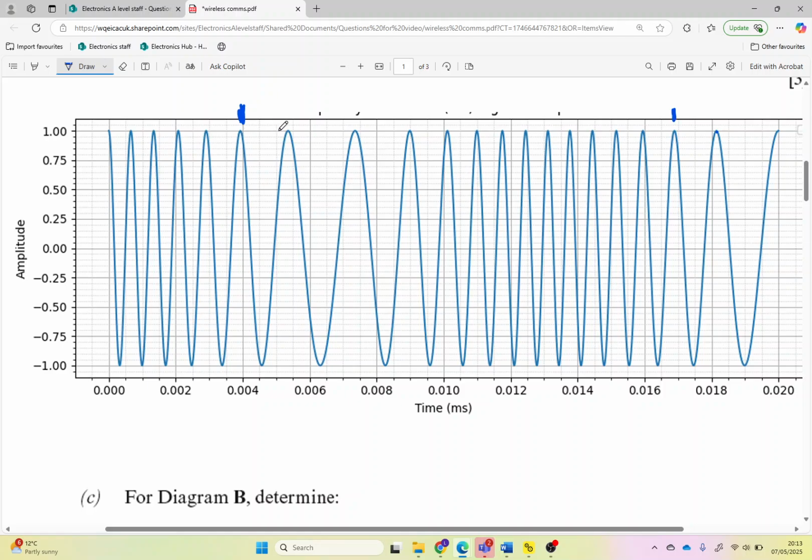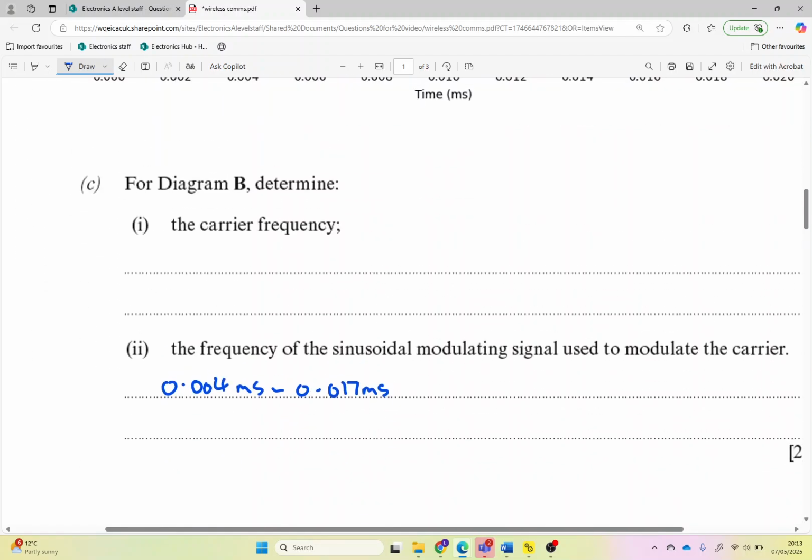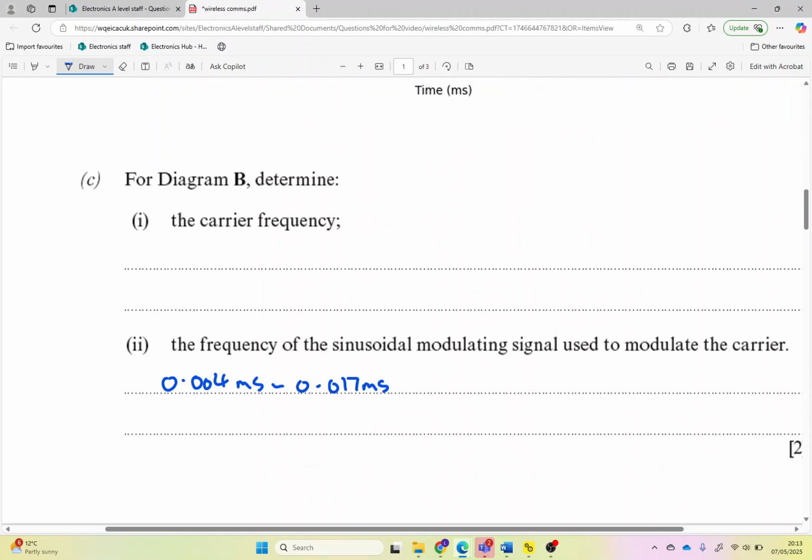Obviously, I'd look to produce a diagram with a better scale. So the difference there that we've got is 0.013, which in real terms is 13 microseconds. Therefore frequency is 1 over 13 microseconds, which equals 77 kilohertz.